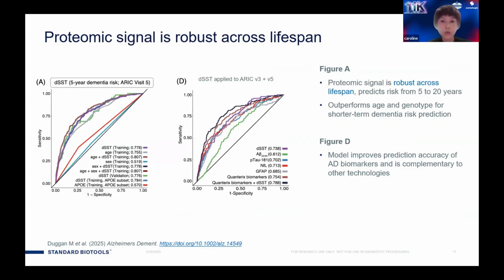Then this model is also used for 20 years prediction or 5 years prediction of dementia risk in these data sets. And again, this is a comparison with the ApoE genotyping test on the 5-year prediction as well. And the dementia signal test outperformed the ApoE genotyping test.